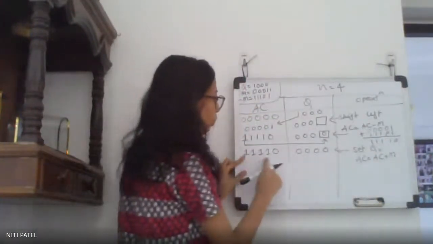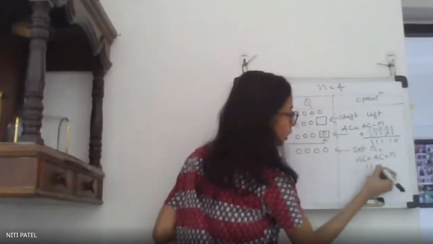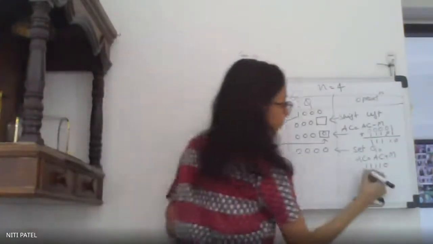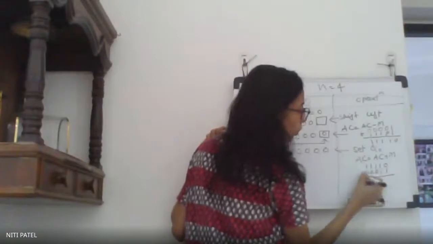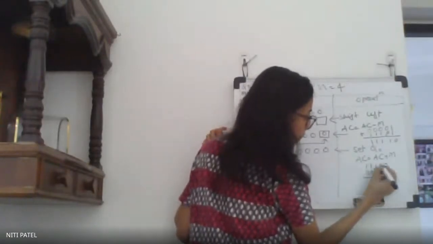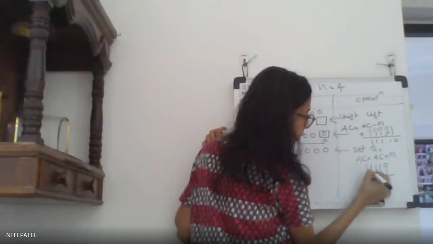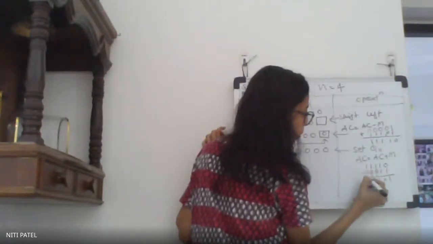What is my AC? 1, 2, 3, 4 and 0. What is my M? 0, 0, 1, 1. What I do is I add them up. 1 plus 0 is 1, 1 plus 1 is 0 carry 1, 1 plus 0 is 1, 1 plus 1 is 0 carry 1, 1 plus 0 is 1, 1 plus 1 is 0 carry 1.